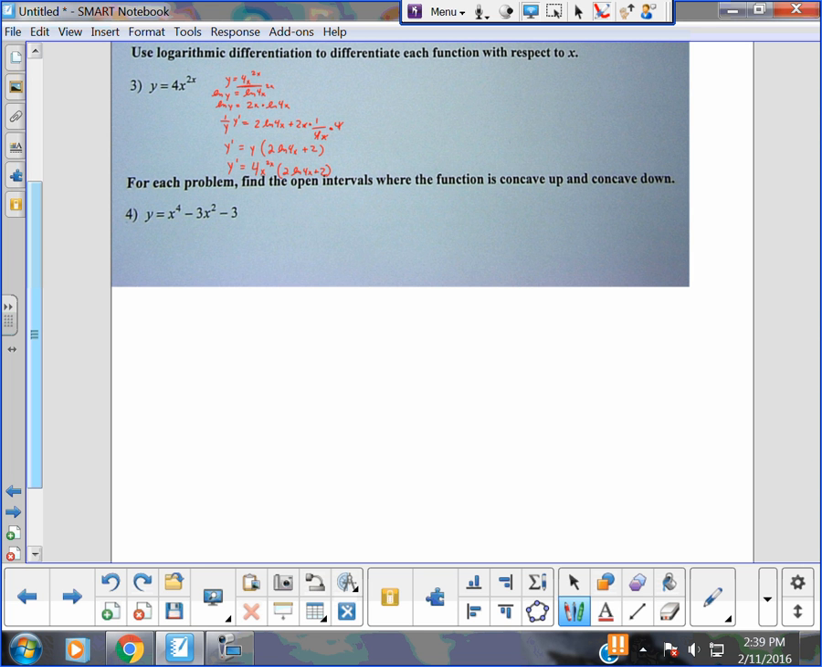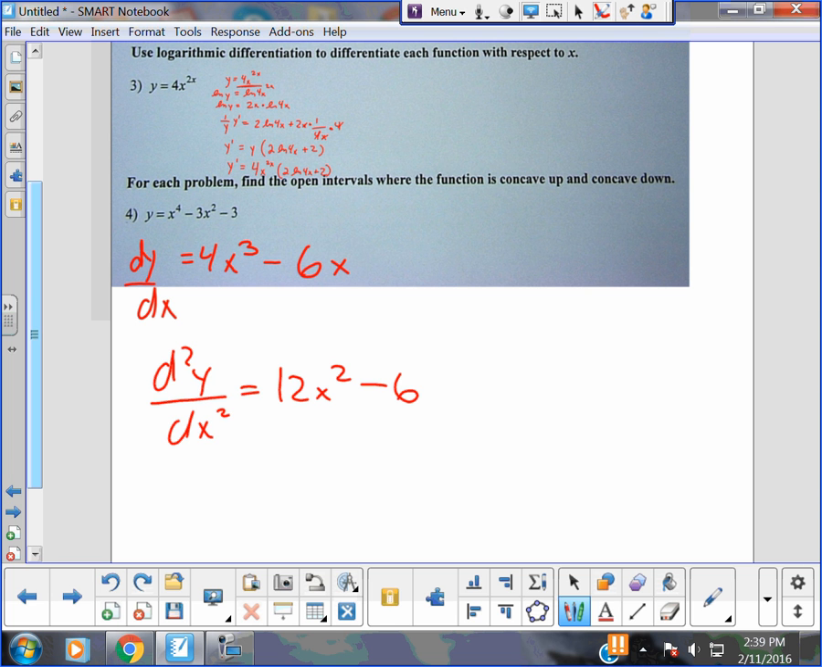Find the open intervals where it's concave up or down. Well, concavity is determined by the second derivative. So the first step is to take two derivatives. All right, I'm going to write dy/dx today so we see some different notation. dy/dx is negative 4x cubed minus 6x, and then d squared y/dx squared, the second derivative, is 12x squared minus 6. You guys agree?